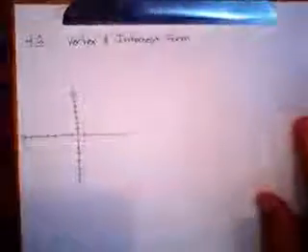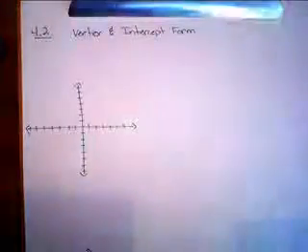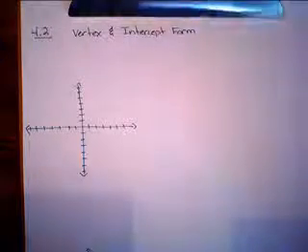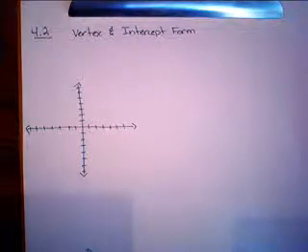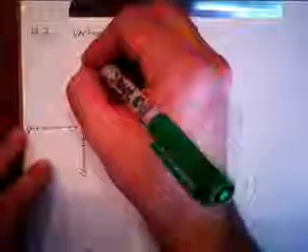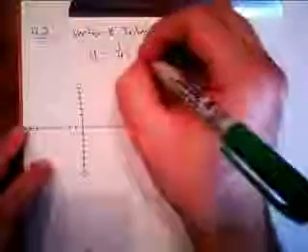Alright, section 4.2 is graphing quadratics in vertex and intercept form. This is very similar to the last section with graphing, just a couple of minor differences. We'll look at the first example, which will be y equals negative 1/4 (x plus 2) squared plus 5.